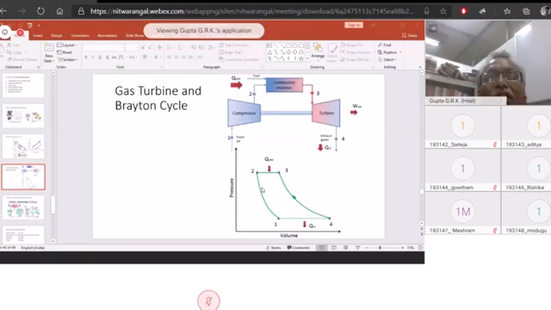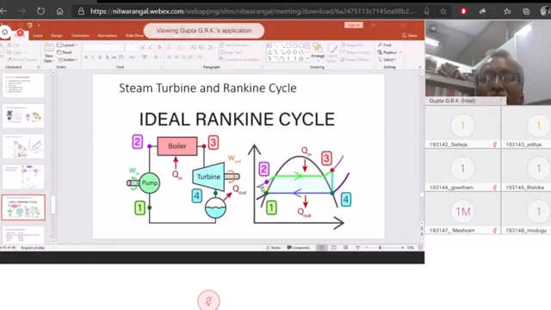And with this, the Rankine cycle, which you have already studied, is used in power plants when water or steam is the working substance.